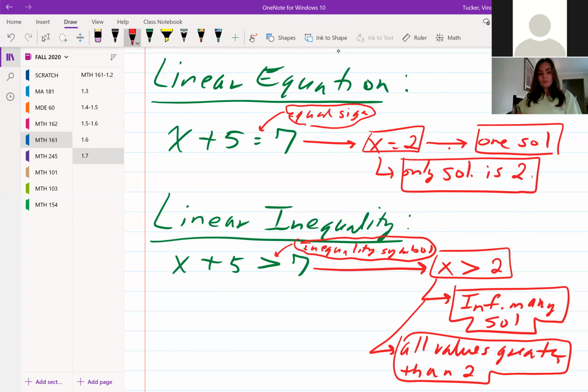So in other words, 2.1 would be a value you can plug in for x to make the left side greater than 7. 100 is something you can plug in. 5 million is something you can plug in for x to make it greater than 7. So all values greater than 2 will be a solution. And also I said this is also considered a solution set. So it's not just a solution, it's a solution set.